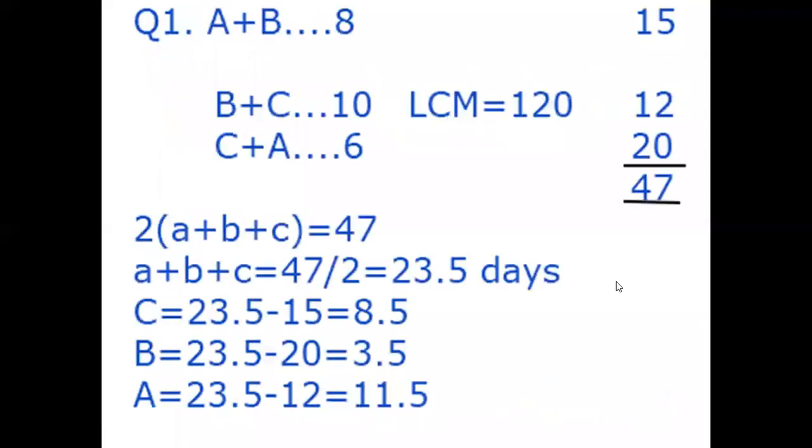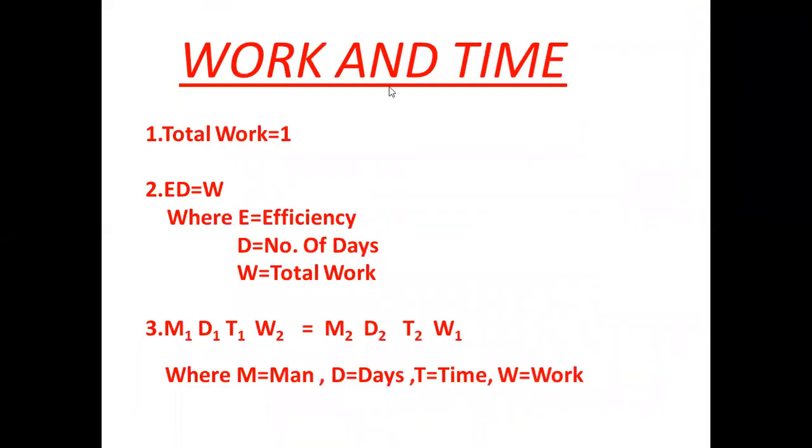Let's come to that again. See, this is total work. We generally assume 1. Okay. And ED equal to W. This is the formula that we are going to use. Like E here stands for efficiency, D for number of days, W is the total work. This formula you know. See, there are three variables in it: efficiency, days, and work. If you know any two variables, you can find the third variable.